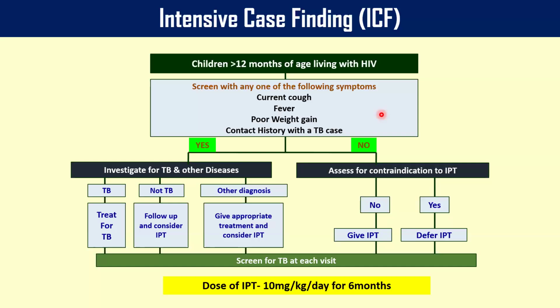If there are contraindications like hepatitis or anything like that, you defer IPT here. So screen for TB at each visit. Dose of IPT is 10 milligram per kg per day for 6 months.